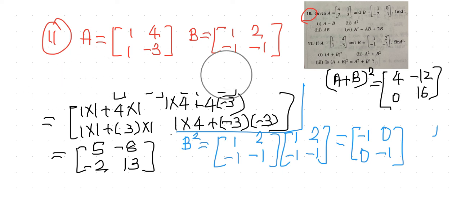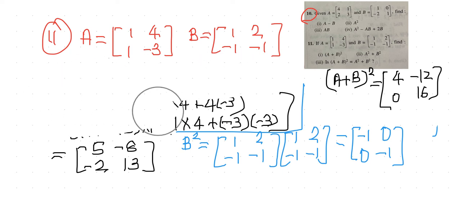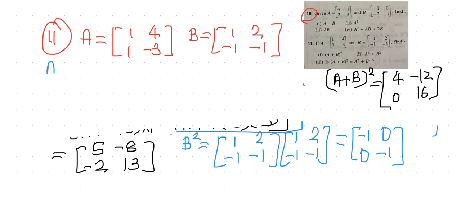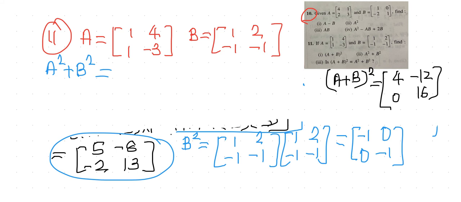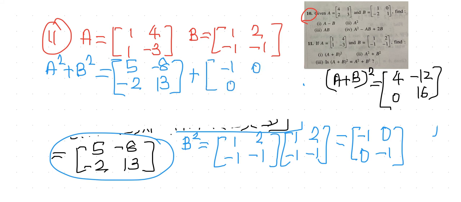And then I need to add both of them. So what I will be getting upon addition, a square plus b square is equal to a square you have calculated as this one, children, that is 5 minus 2 minus 8 and 13, and then you need to add that up with this, which is equal to minus 1, 0, 0 minus 1 upon addition. This is giving me how much? This is giving me 4, and then here minus 8, minus 2 and minus 12.